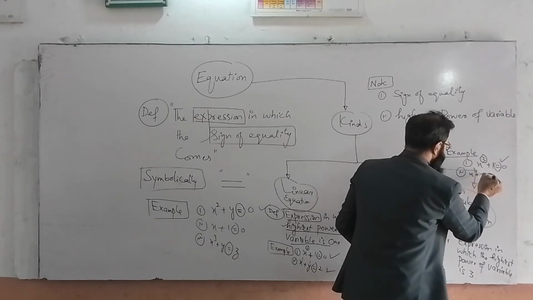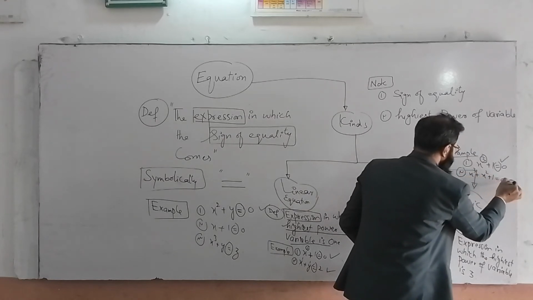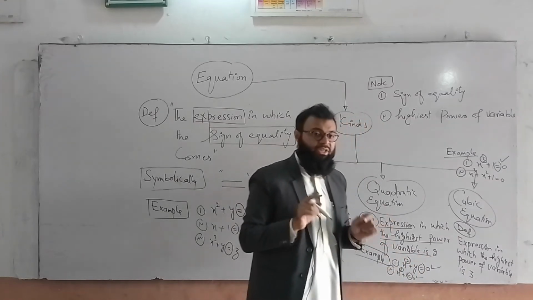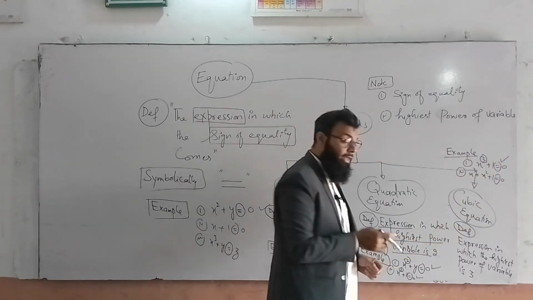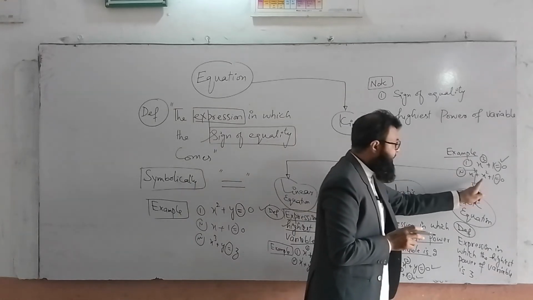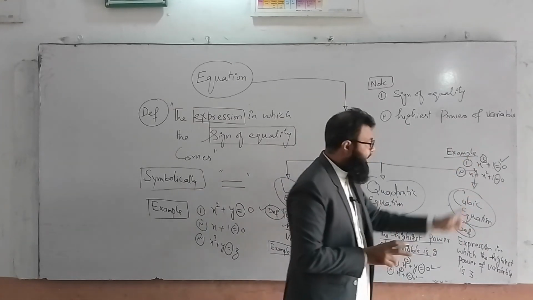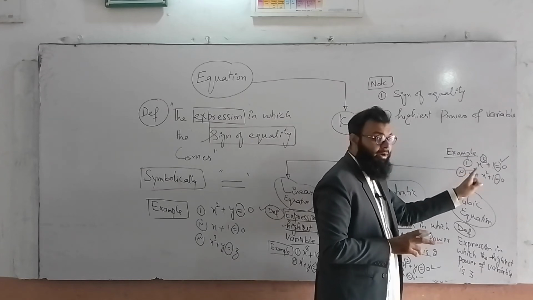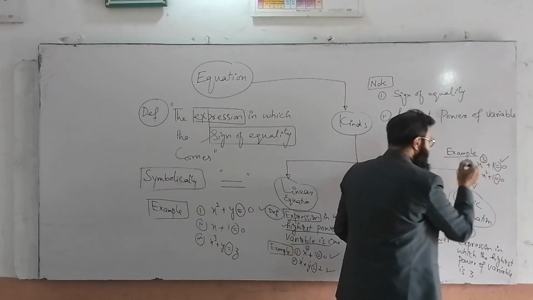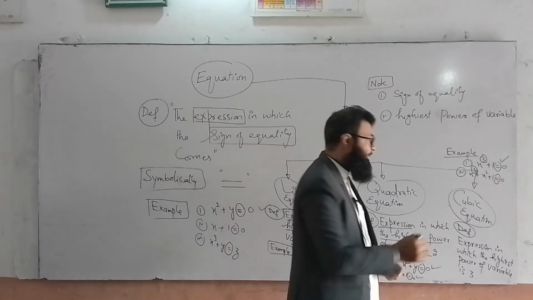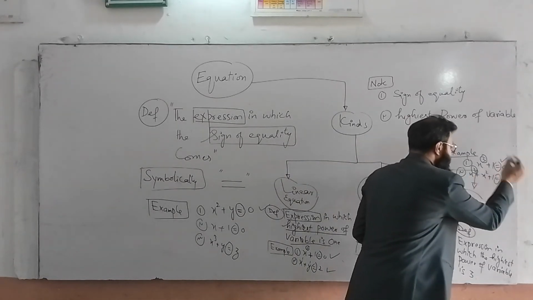x cube, look at the second example, plus 1 is equal to 0. Can we call it an equation? Yes, we can call it an equation because here the sign of equality comes. But can we call it a quadratic equation? No, because here the highest power of the variable is 3. So looking at the highest power of the variable, we can call it a cubic equation.